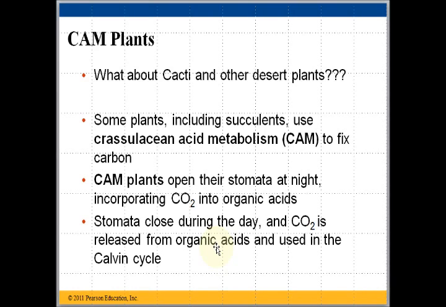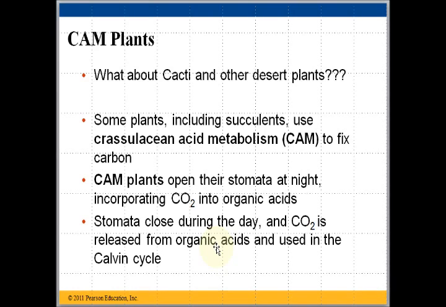They take in carbon dioxide and they fix that carbon dioxide into organic acids that they store, one of those being crassulacean acid. Then during the day they close off most of their stomata, and the CO2 that was stored in those organic acids is released and used in the Calvin cycle. That way during the day, when the light reactions are going and ATP is being created, the Calvin cycle has the energy it needs and it gets the carbon dioxide from these stored organic acids.